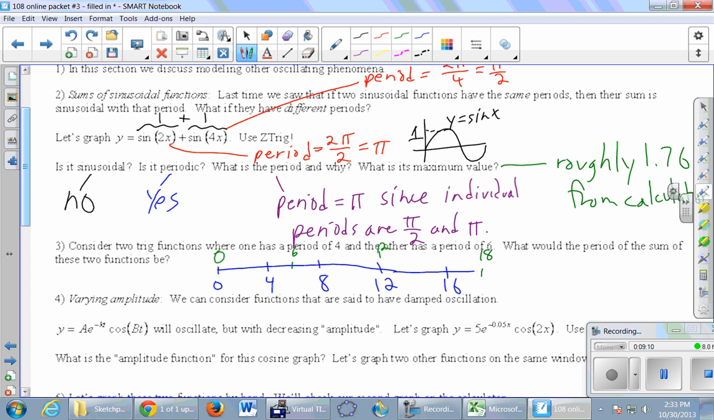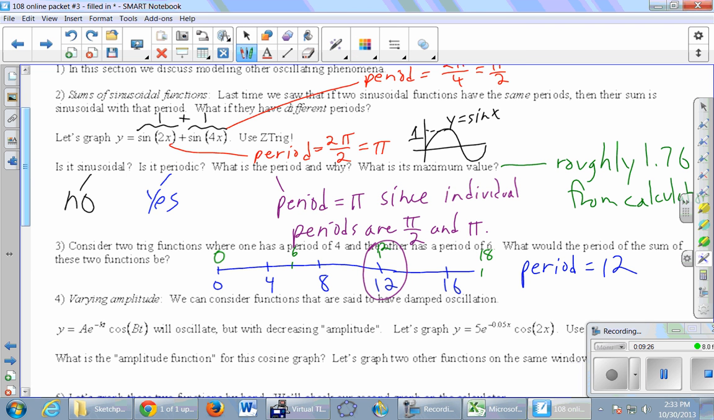So I think we found our winner. If they both start at 0, then they'll both be starting again at 12, which is the first number that they both have in common. So the period of the sum must just be 12. And again, there's a least common multiple thing happening. The lowest common multiple of 4 and 6, that is the smallest number they both go into, is 12.